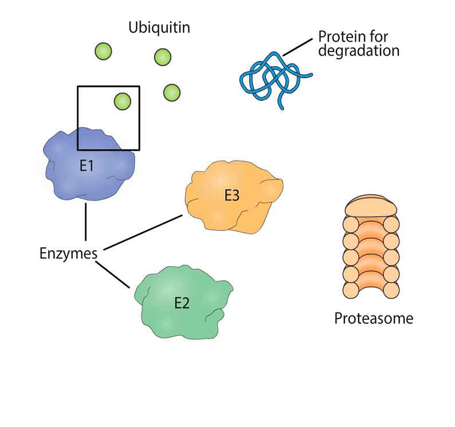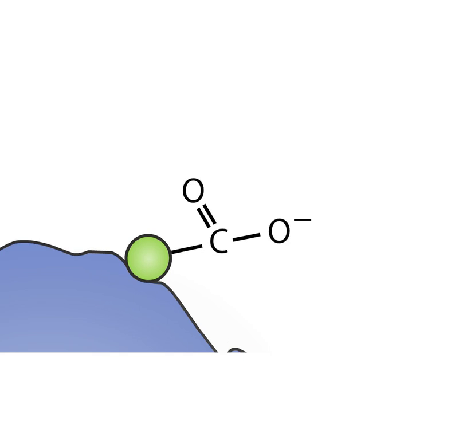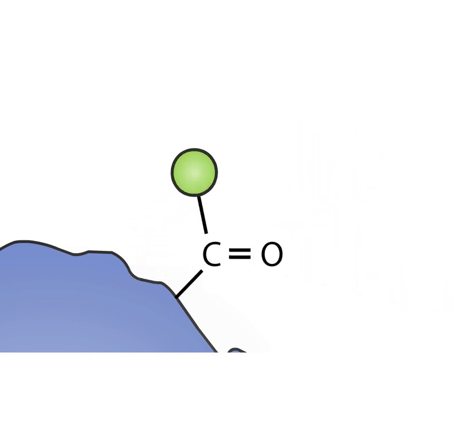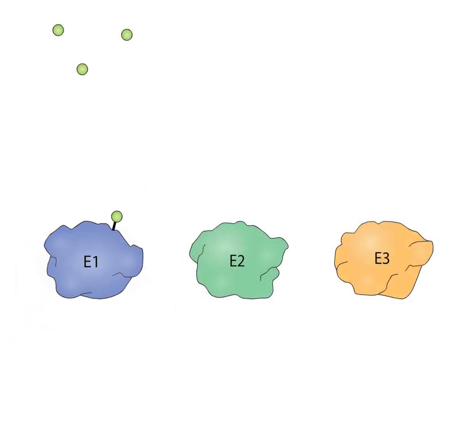First, E1, which is also called a ubiquitin-activating enzyme, activates the carboxy terminus of ubiquitin by a reaction with ATP. The resulting ubiquitin AMP then splits in a reaction that attaches ubiquitin to E1. In this way, the energy from ATP hydrolysis has allowed the attachment of ubiquitin to E1.